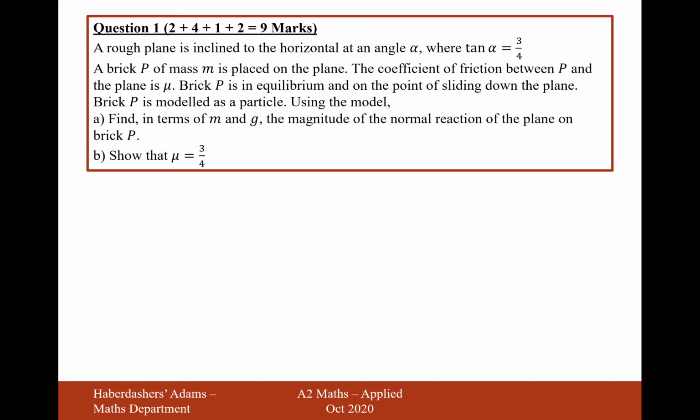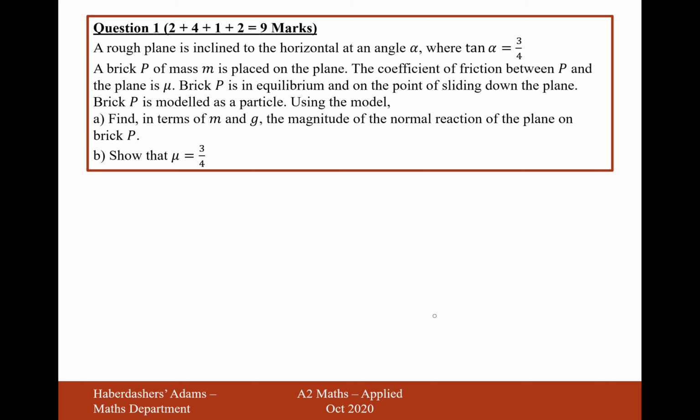A rough plane is inclined to the horizontal at an angle alpha, where tan of alpha is 3/4. A brick P of mass m is placed on the plane. The coefficient of friction between P and the plane is mu. Brick P is in equilibrium and on the point of sliding down the plane. Brick P is modelled as a particle. Using the model, find in terms of m and g the magnitude of the normal reaction of the plane on the brick P.